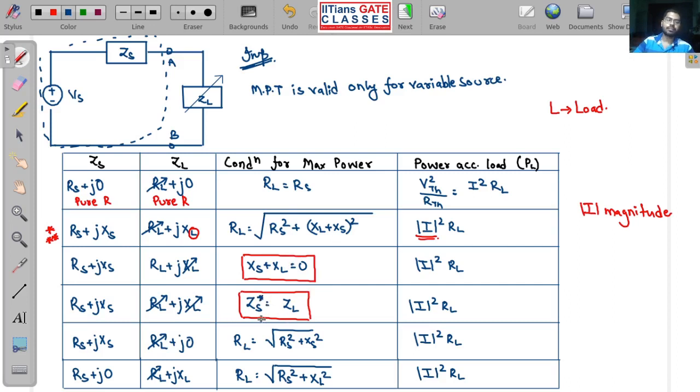Now what if this is the structure of our source impedance, and there is only a real part in your load? You can see here XL is equal to 0. So replace XL by 0 in this formula and you will get the result. Similarly, this is RS plus J0, so here you replace XS by 0. You can check. This formula and this formula are very, very important.